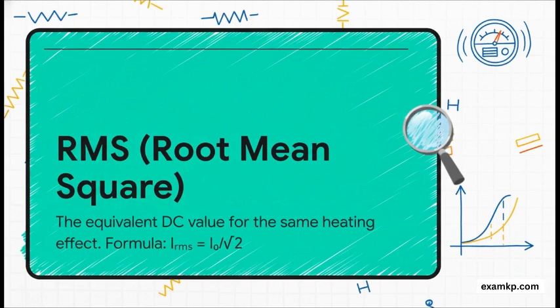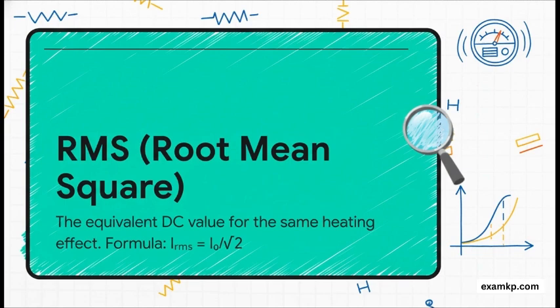And here's the most important part for your exams. Anytime you see a voltage on an appliance, or you measure a socket with a multimeter, you are seeing the RMS value. The formula is easy. Just take that peak value and divide it by the square root of 2.